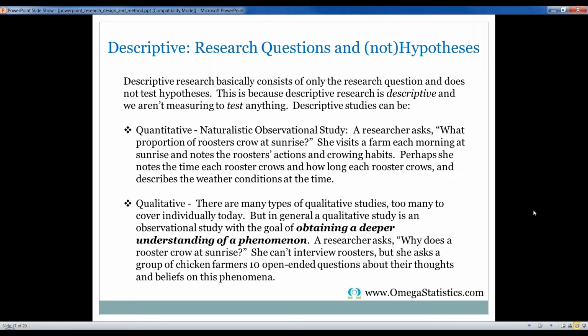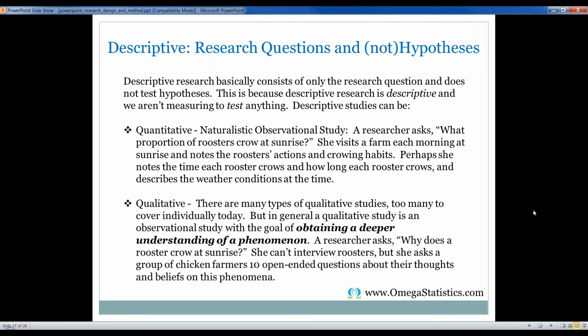So descriptive studies can be both quantitative and qualitative. For a quantitative example, I gave that naturalistic observational study, and a researcher would ask, what proportion of roosters crow at sunrise? And then she would visit a farm each morning at sunrise and she'd count them, maybe tally them. Every time the roosters crowed, she'd make a little check mark. And perhaps she notes the time they crow, how long they crow, and she might want to control for weather conditions. Maybe if it's sunny out, they crow more. Right? If it's cloudy out, it might be lighter out, but maybe they don't crow as much. Maybe the brightness of the sun might have some kind of effect. So that might be something you want to control for in your study.